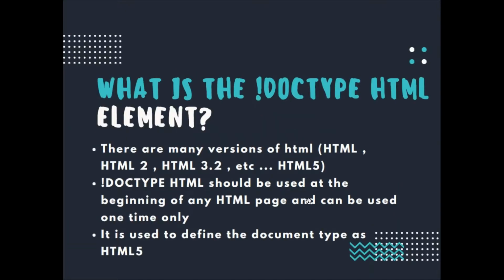What is the !DOCTYPE html element? There are many versions of HTML. We can find HTML, HTML 2, 3.2, and so many others, and finally HTML5. And !DOCTYPE html will be used at the beginning of any HTML page. You can only use it once. You can't put duplicates of it like what we do with paragraphs and links. So we can only put it once. And it is used to define the document type as HTML5 so the browser knows what to do.